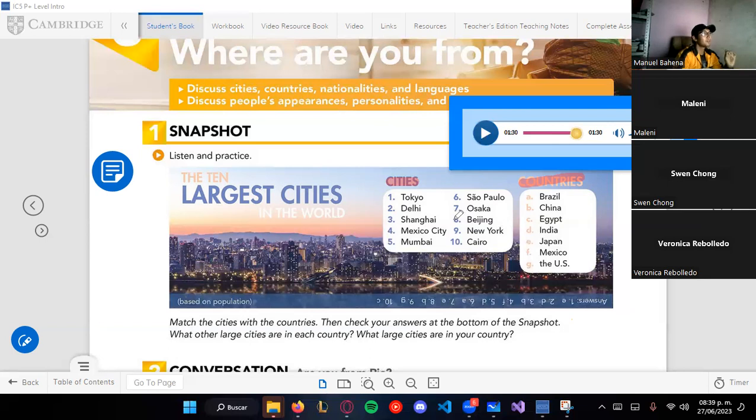Next one, number two, Delhi. Delhi. Next one, Shanghai. Shanghai. Number four, Mexico City. Mexico City. Number five, Mumbai. Mumbai.